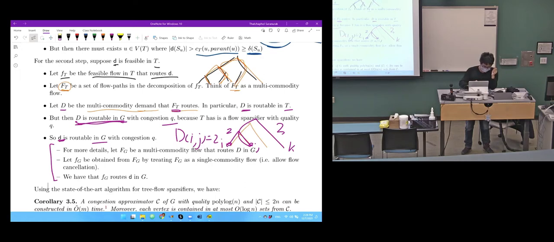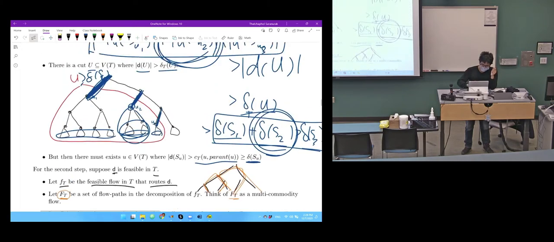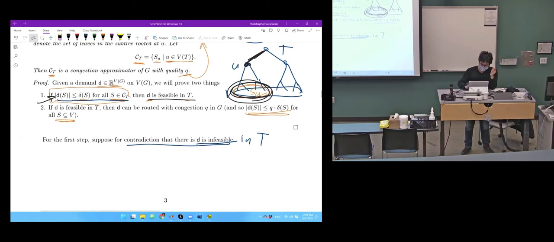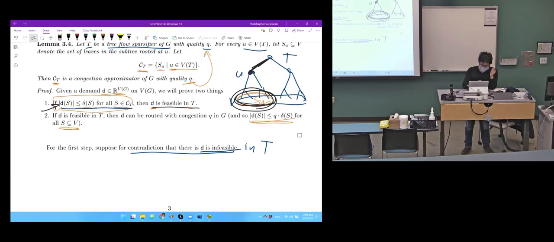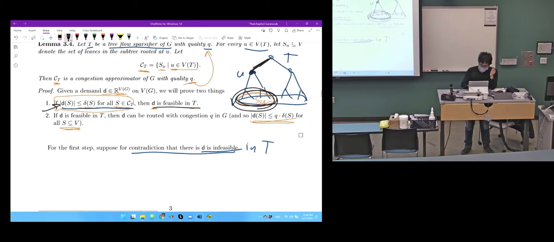All right. So now, what do we have? We have that D is routable in G. If you can route in T, you can route in G with congestion Q.